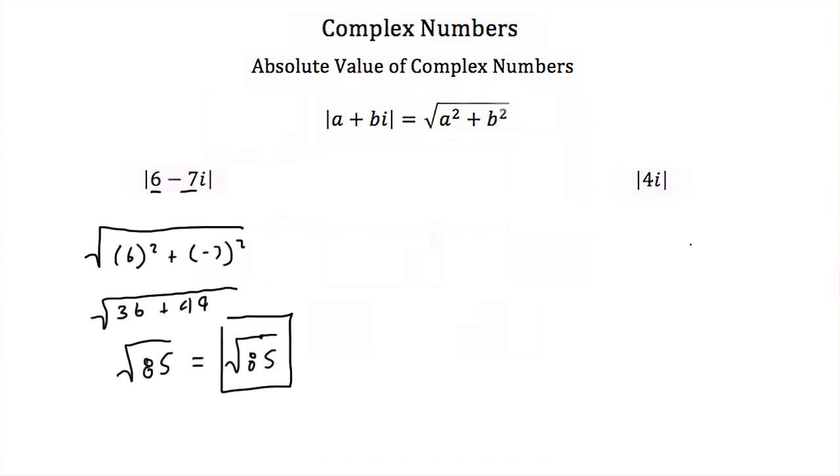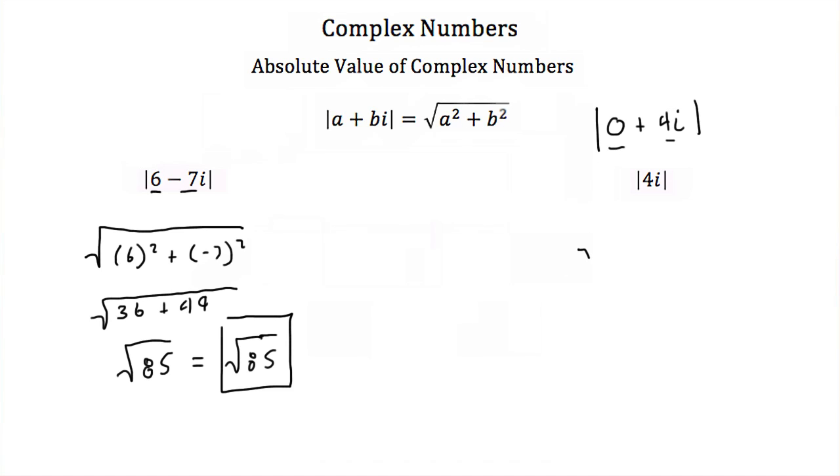If we have the absolute value of 4i, now notice this complex number doesn't have a real part. This is 0 plus 4i. And if it doesn't have a real part, we call this a purely imaginary number because it only has an imaginary part. But if we write it as 0 plus 4i, then we can take our absolute value of it. 0 would just be our a, and 4 would be our b.